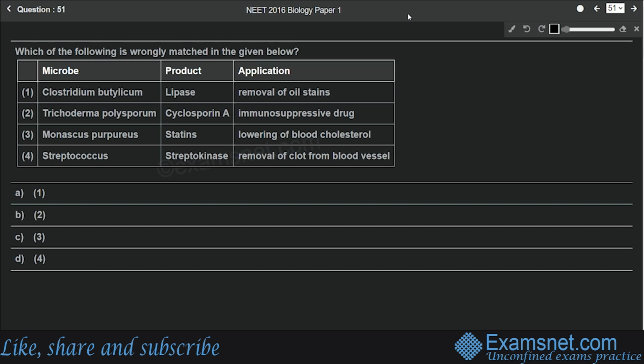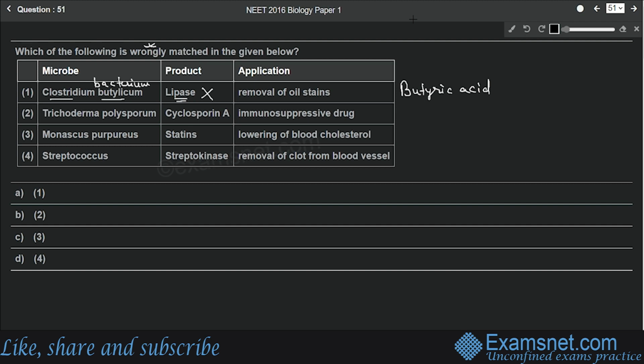Question number 51 is from the chapter Microbes in Human Welfare, and the question is which of the following is wrongly matched in the given below. First microbe that is mentioned here is Clostridium botulism, which is a bacterium, right? And the related product mentioned here is lipase, which is not correct because Clostridium botulism is used to produce butyric acid. Okay, butyric acid, not lipase. So this is incorrect, and butyric acid is used for the preparation of butyrate esters.